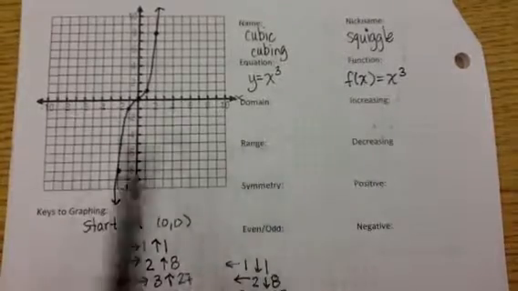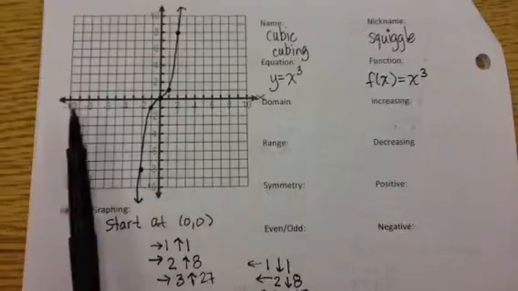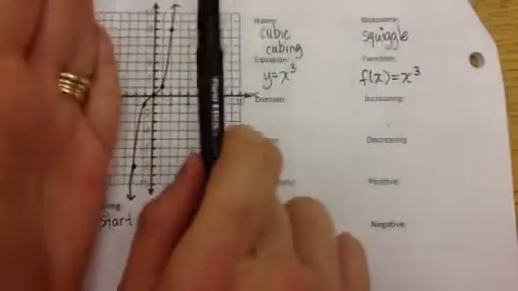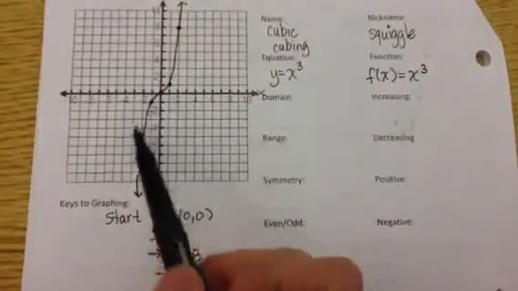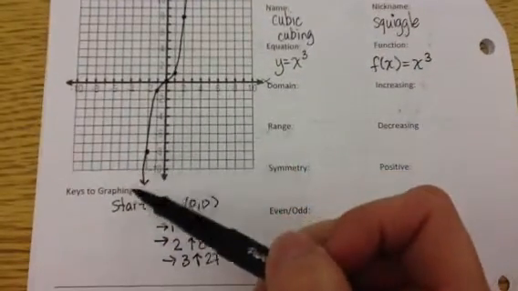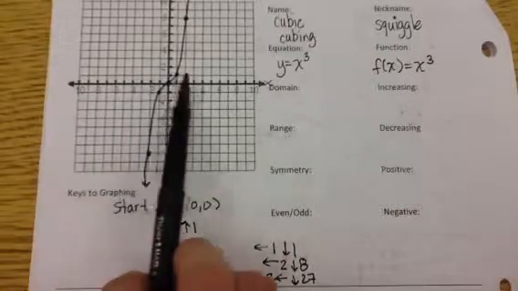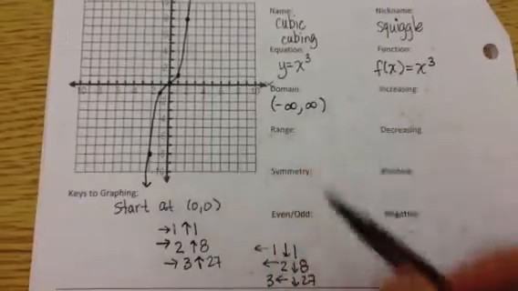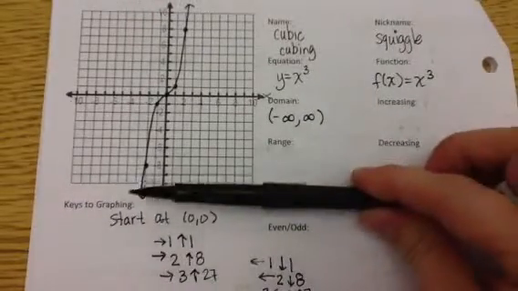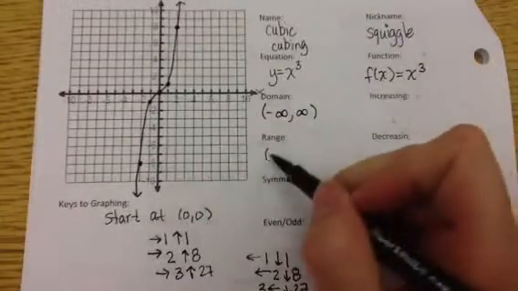Then let's look at our domain. Domain is as you scan left to right. Now don't be confused by the graph looking like it's kind of stuck in this spot right here. It's really not. I could put in any x value. This continues to grow outward forever. So the domain of this function is actually negative infinity to infinity. And the range, as we go from bottom to top, is also negative infinity to infinity.